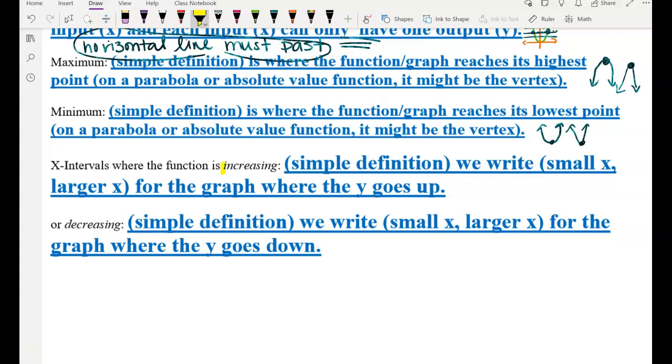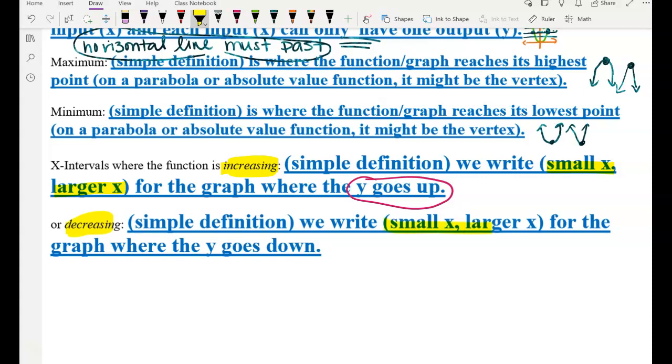Intervals where the function is increasing. So this is really new to us, students. So I want you to pay attention to these last two definitions, okay? In the simplest definition, we are always going to write the x intervals for increase and decrease both, okay? Increase and decrease from the smallest x, comma, larger x, okay? Now, how do we know it's increasing? Increasing is when y goes up, but we write the answer using x values. So I know this is always the most difficult definition of all.